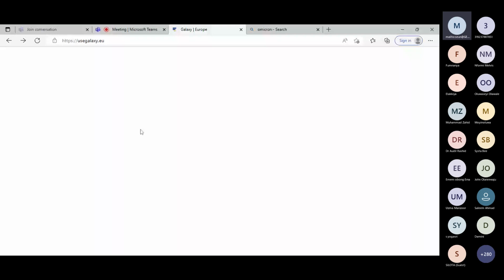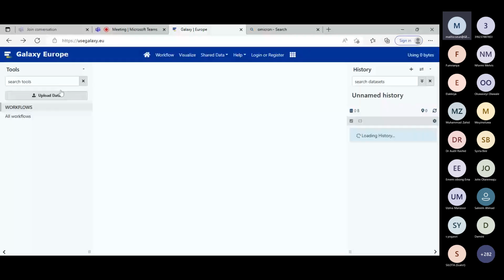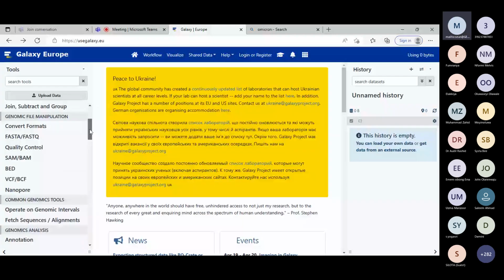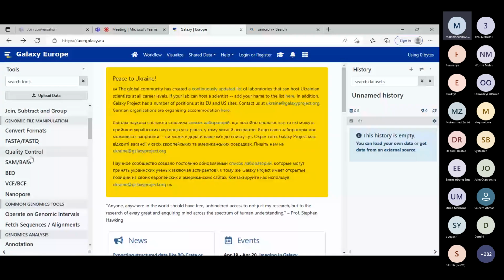The first one about this pipeline tool is that you can actually use tools. There are a lot of different tools. Now let me just show you that first. We have the genomic file manipulation. So we have different kinds of tools like convert format, tools to convert different kinds of bioinformatics formats, or genomics data or omics data formats.